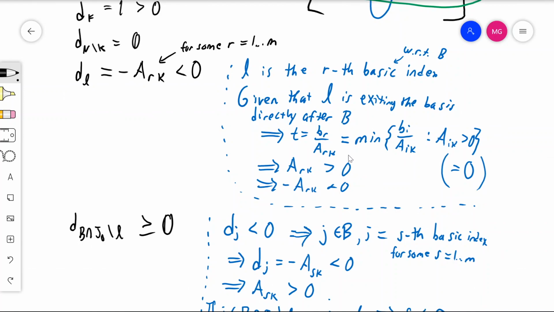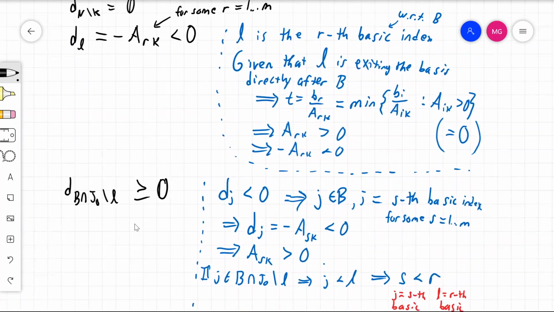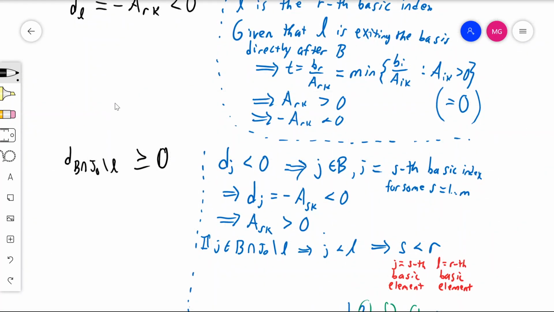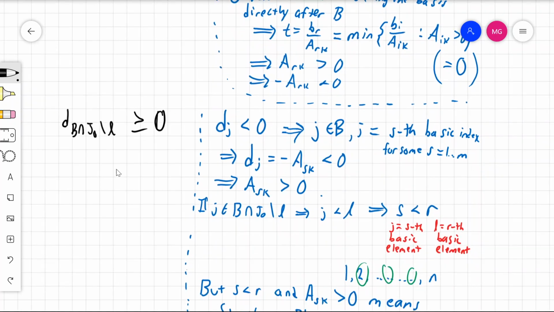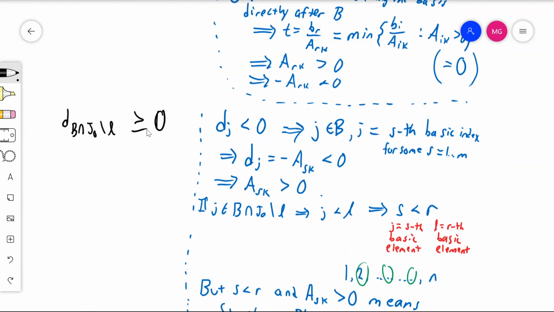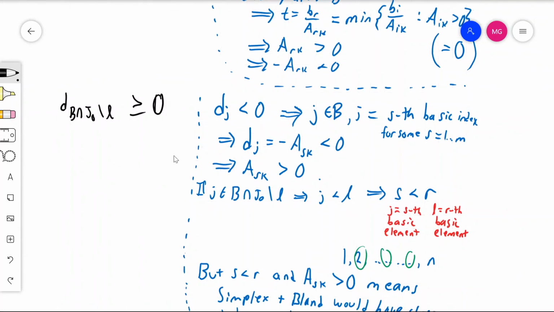This will become relevant in just a moment, for this next part. So we figured out what DL is. Now how about the next part, which is the fickle indices that are part of the basis, but are not L. We accounted for L separately. For those, we're saying it's greater than or equal to 0. So why is that? Well, again, we're going to see what happens if a component was negative.